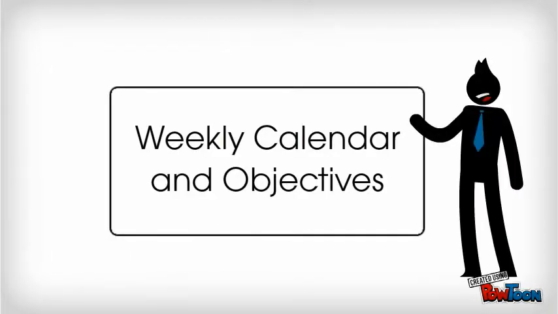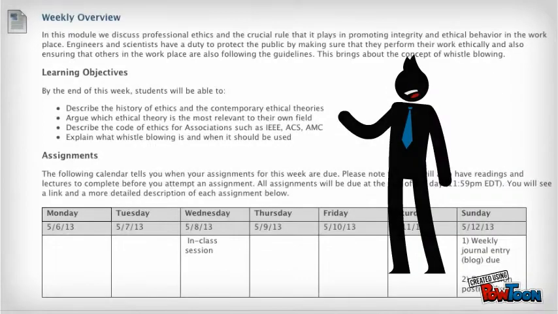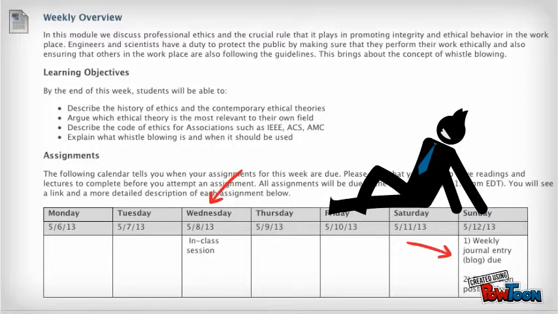Weekly calendar and objectives. The objectives for each week are tied to the course goals and let students know what they will accomplish by the end of the week. While the weekly calendar lists assignments due that week.